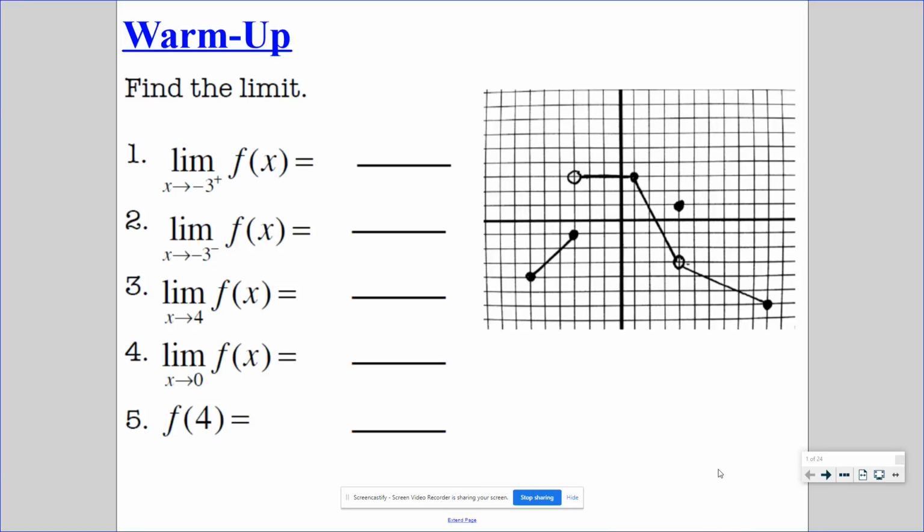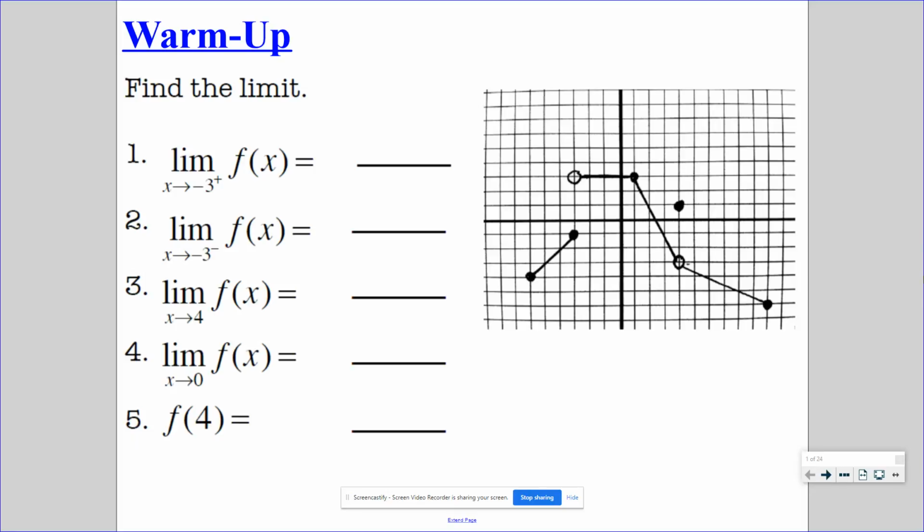Before you watch the video, I would like for you to pause right now and try this warm-up. And then I'm going to go ahead and put the answers up. So pause the video now and try it on your own and start again when you are finished.